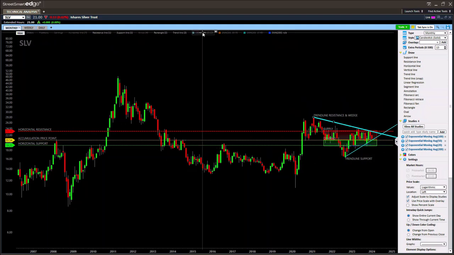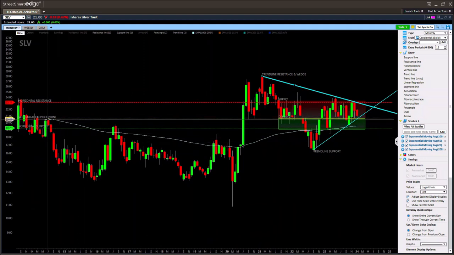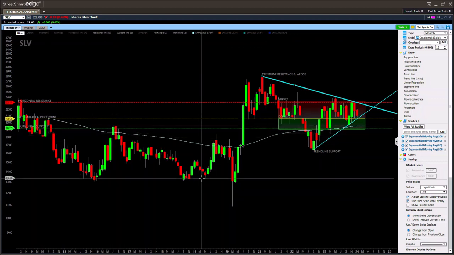But you'll notice the 100. The 200 doesn't even exist. The 100, you'll notice something interesting. The price got rejected here at the 100 EMA. It touched the 100 EMA here again and got pushed down.